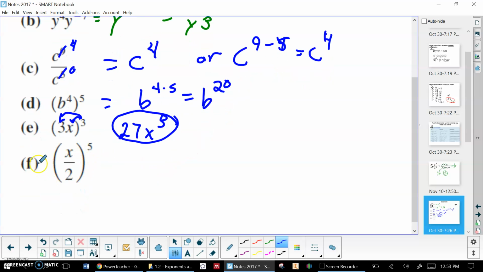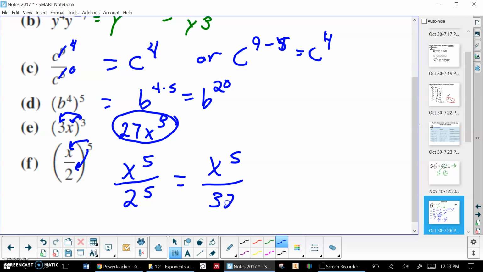And our final example here, same deal. This one's with division, just everything getting raised to the 5th power, x to the 5th over 2 to the 5th, which if we care enough to simplify that, I believe is 32. So x to the 5th over 32.